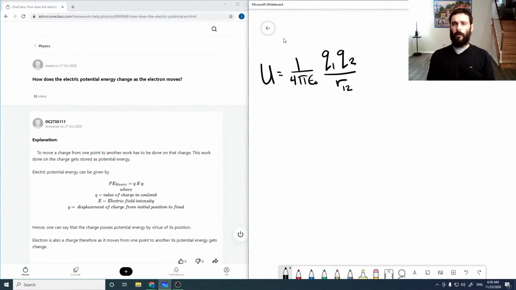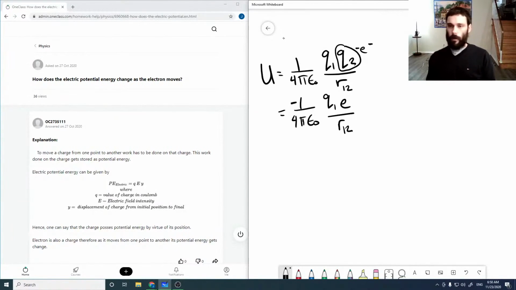If we take Q2 here as our electron, then we could say that this is 1 over 4 pi epsilon naught Q1 e, I should say minus e, over R12, because an electron's charge is actually minus e.